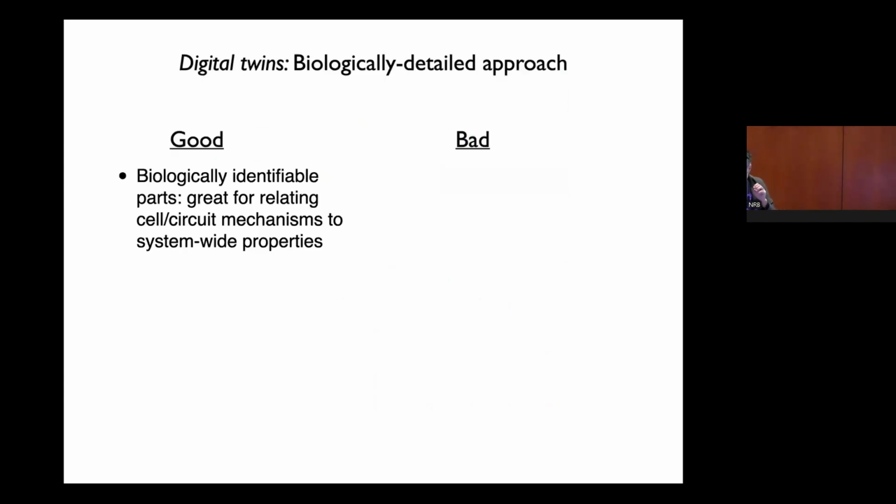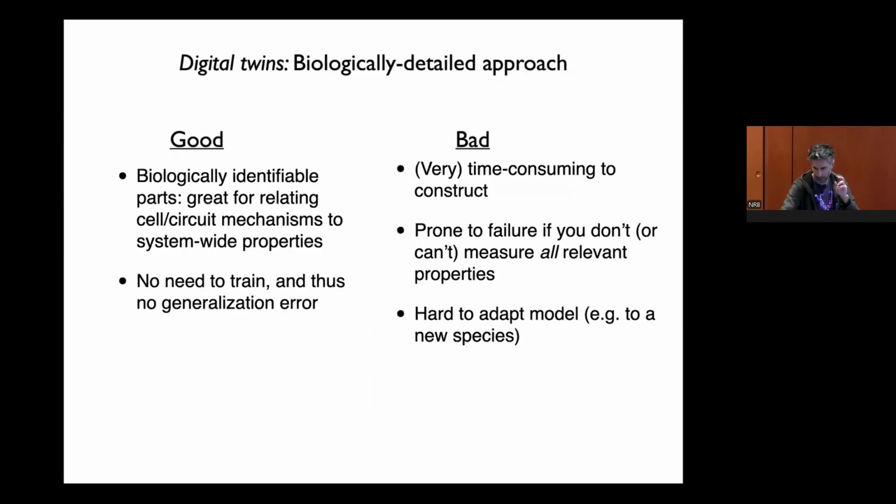And so the key failure mode for the biologically detailed approach is that if there's something that you didn't measure or that you couldn't measure, this system is likely to fail, because you're relying on getting all of those details right in order for the simulation to work. And there will inevitably be something you either didn't measure as well as you thought, or couldn't measure. And so the scheme fails.